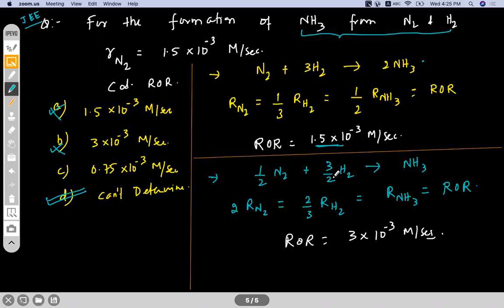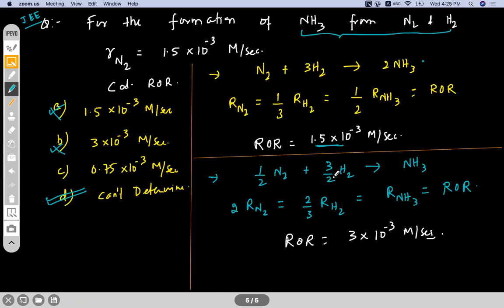Done? Is it the same you're getting in both the reactions? Yes, sir. Right. So always keep this in mind that you cannot find out the rate of a reaction which is not given in the question. Right? You cannot assume the reaction. So write one note after this.